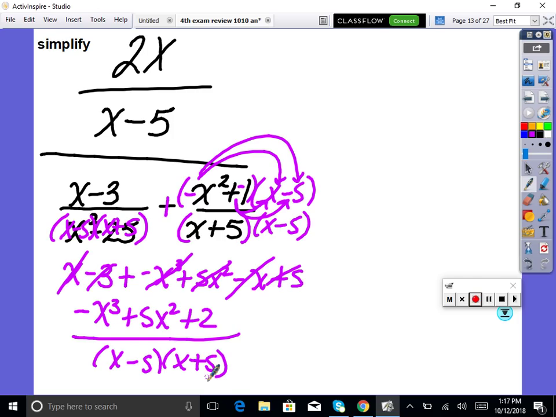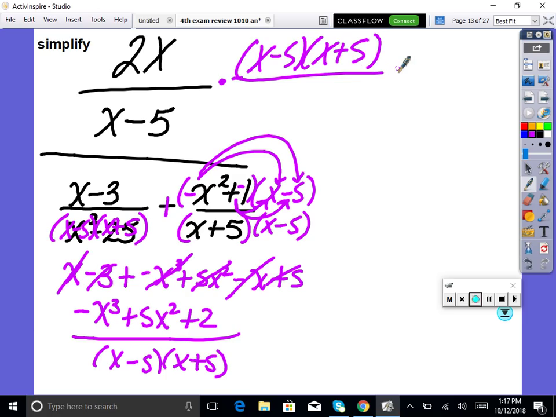So then dividing fractions is easy as pie. Flip the second fraction and multiply. So we have x minus 5, x plus 5. We're just asked to simplify, not restrict. And then we had our negative x cubed plus 5x squared plus 2.